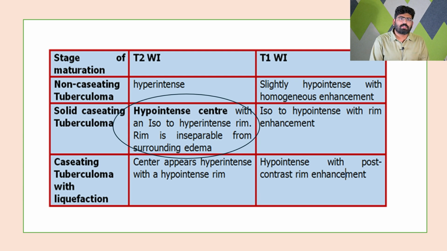So there are three stages in the tuberculoma: non-caseating, solid caseating, and caseating tuberculoma with liquefaction, where you will see diffusion restriction. Solid caseating tuberculoma has no diffusion restriction, but both solid caseating tuberculoma and caseating tuberculoma with liquefaction will show peripheral enhancement. Hypointense T2 is in solid caseating tuberculoma. This is how you differentiate one from the other.